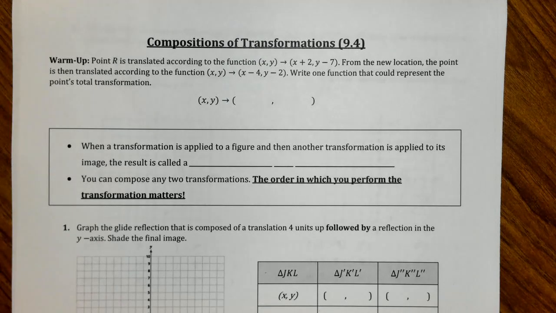We're going to cover compositions of transformations. This is going to be more than one transformation in a single problem. So your warm-up: point R is translated according to this function, (x, y) goes to (x plus 2, y minus 7).